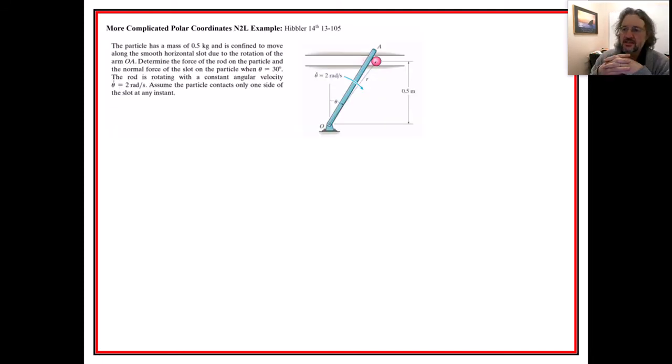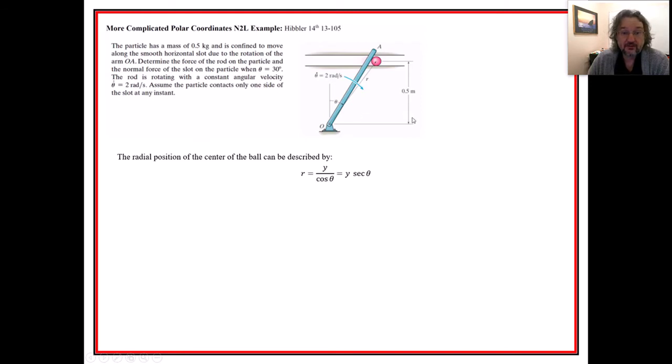Okay, so let's take this thing apart. First off, we're given some parameters, so I think it'd be best to look for the variables of interest, right? So maybe we want to find that radius first. The radial position of the ball can be found from, we're given 0.5 right there, and we can find that with the cosine. We divide by the cosine to get what that is right here, because there's the angle right there. Notice that angle is not the angle of the rod, but the angle to the center of the ball. It's a small little difference. So we get the secant of this thing.